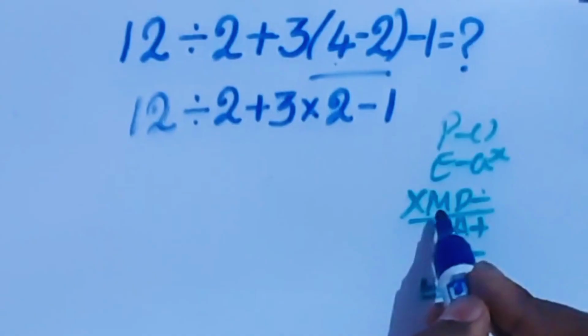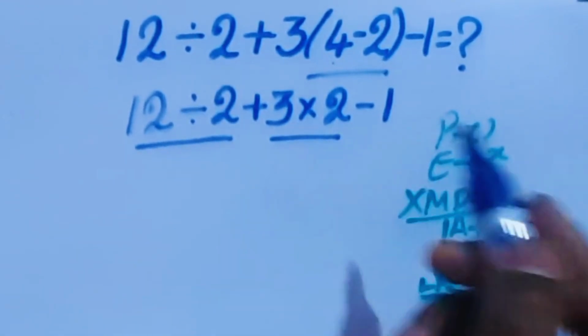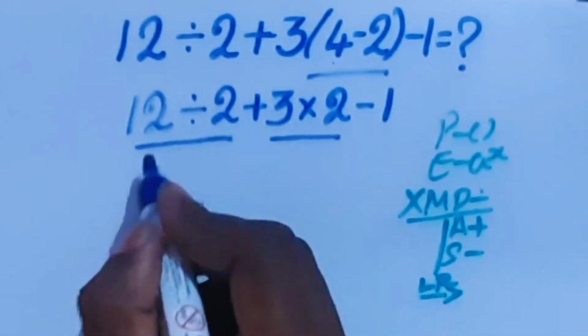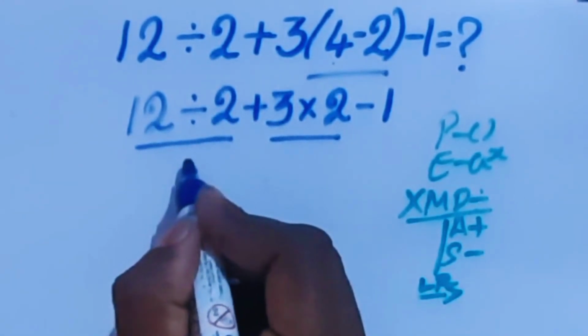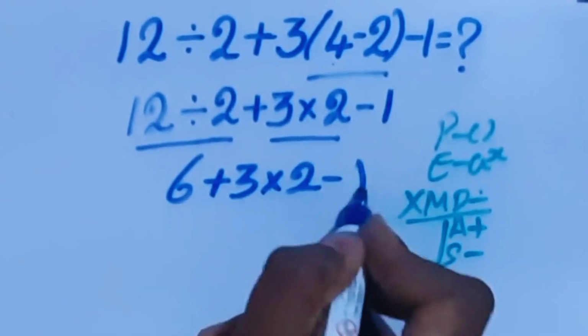The next priority is multiplication and division. Here division and multiplication are both equal priority. For this we are going to follow left to right. Here left to right is 12 divided by 2. 12 divided by 2 is 6 plus 3 times 2 minus 1.